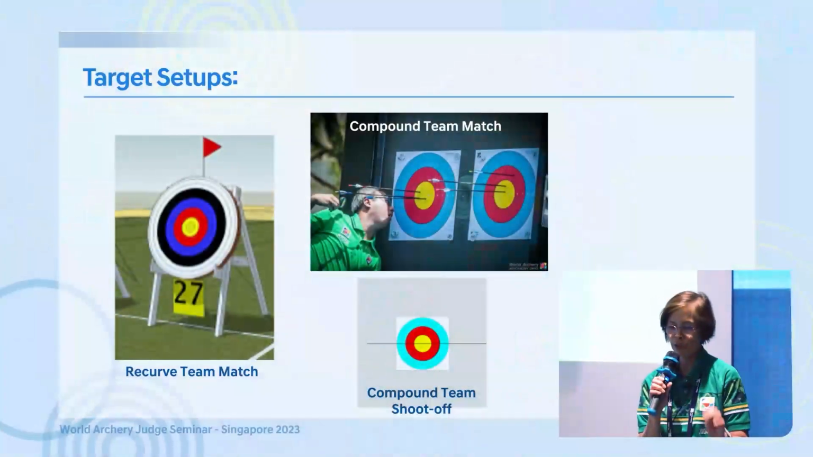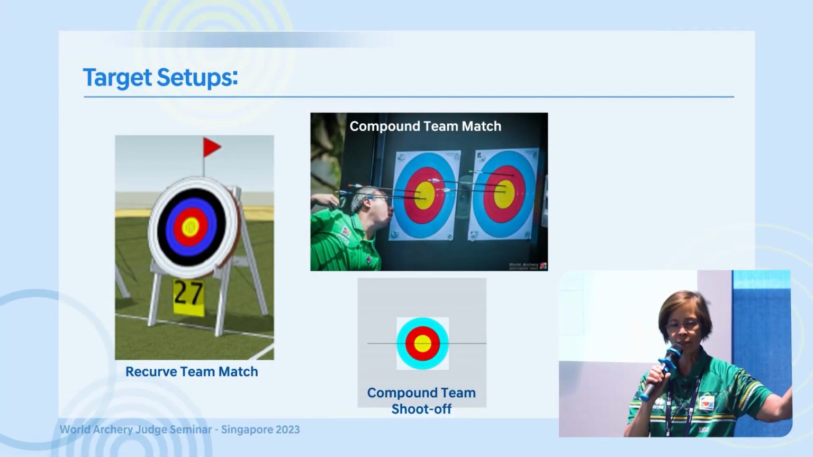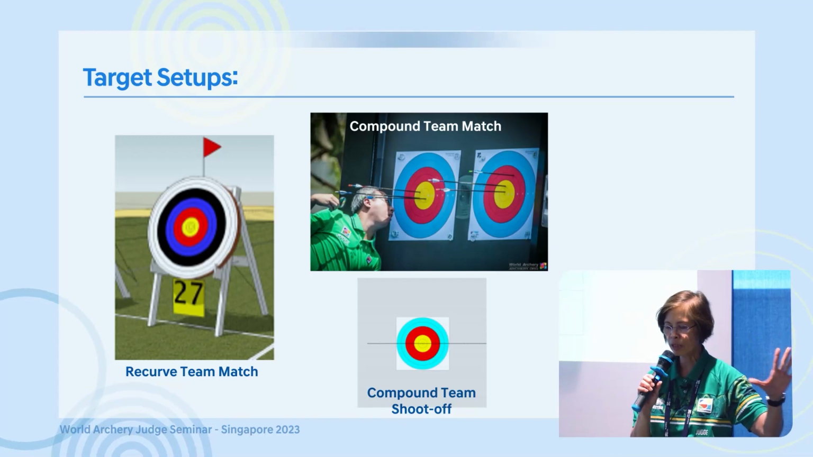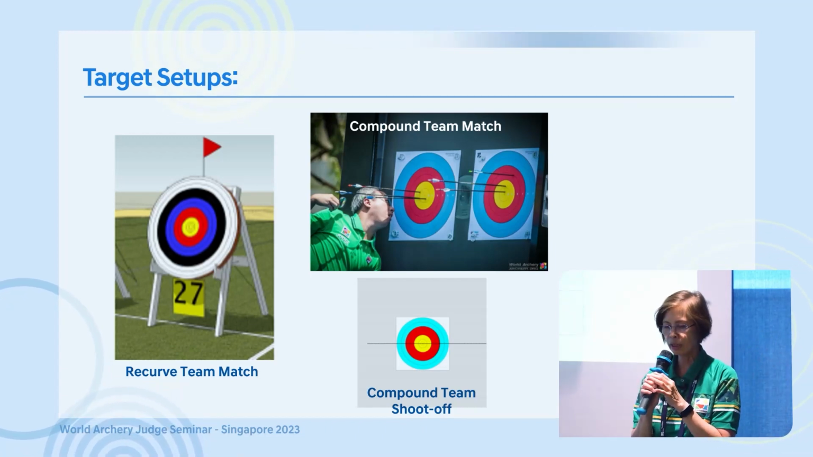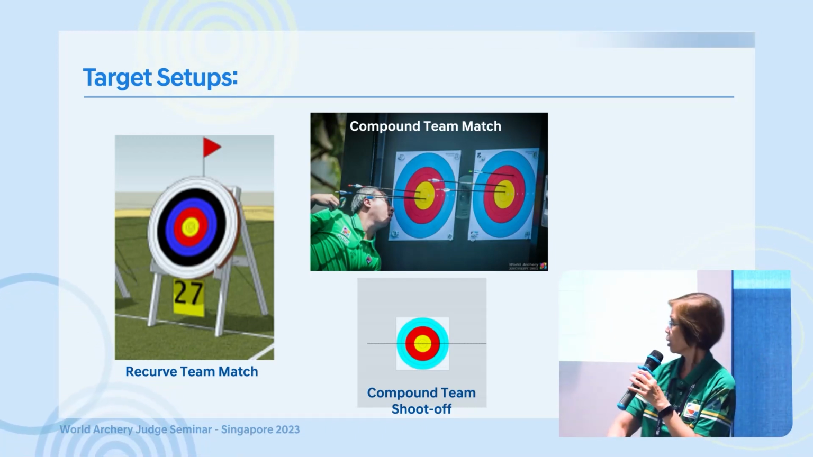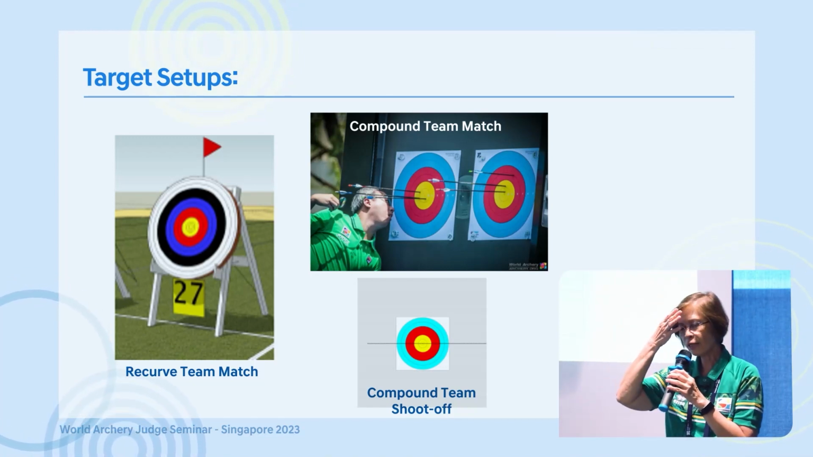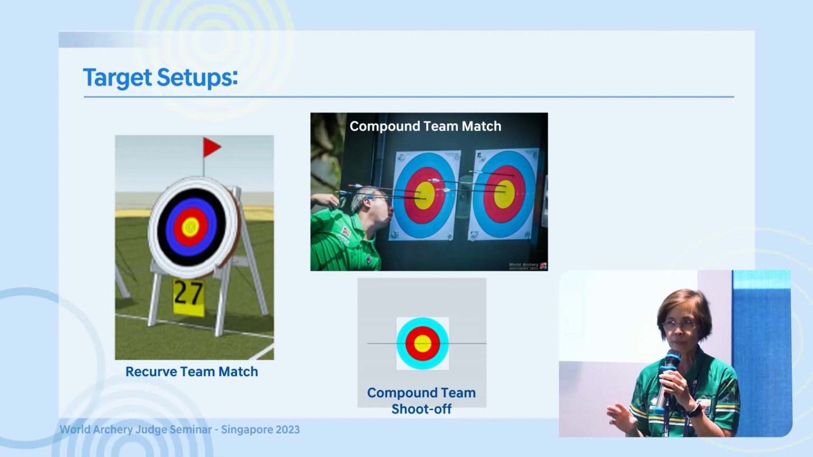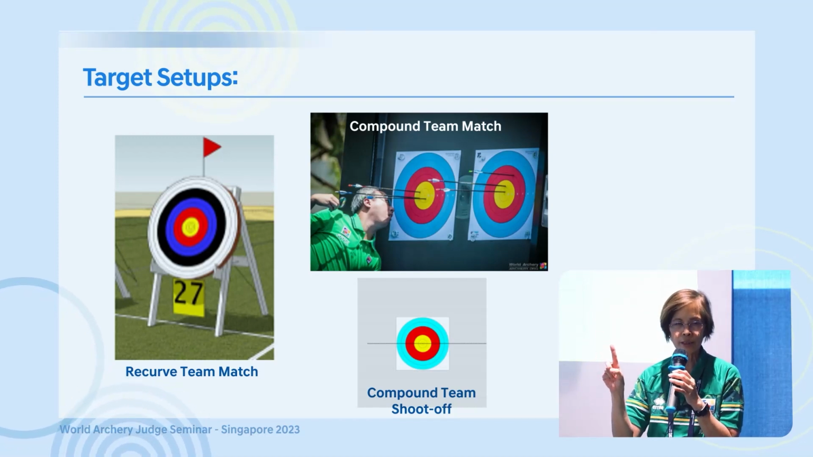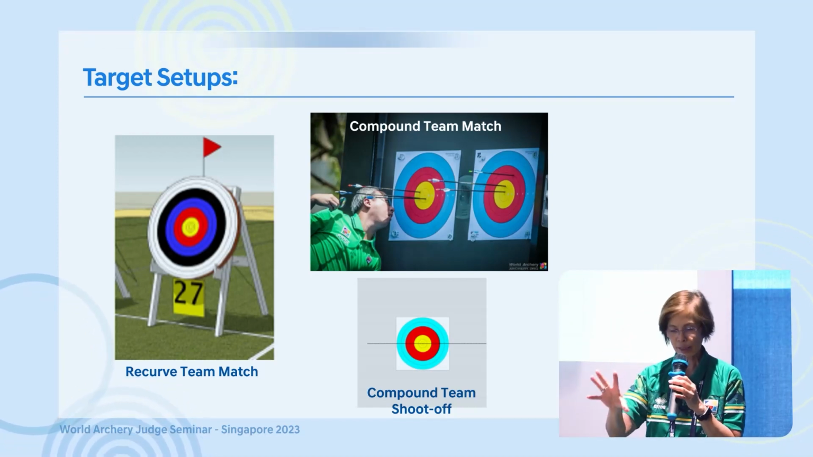Okay, now the target setups. For the recurve, of course, there's only one target face at 70 meters. For the compound team match, you see 2 targets, okay? And if there is a shoot-off in the team, only 1 target face on the target butt.